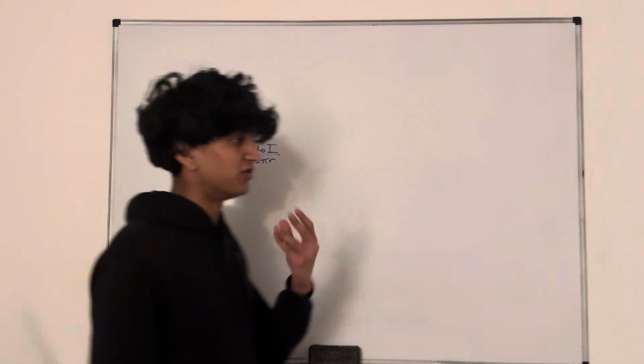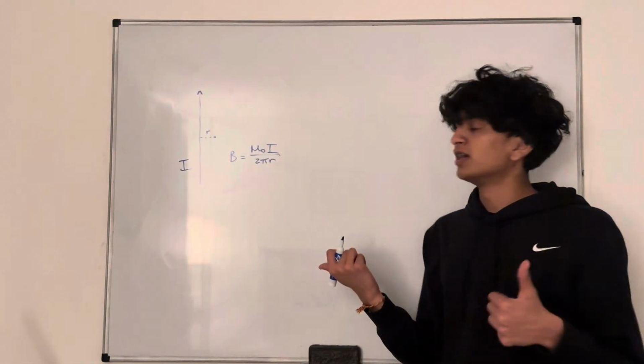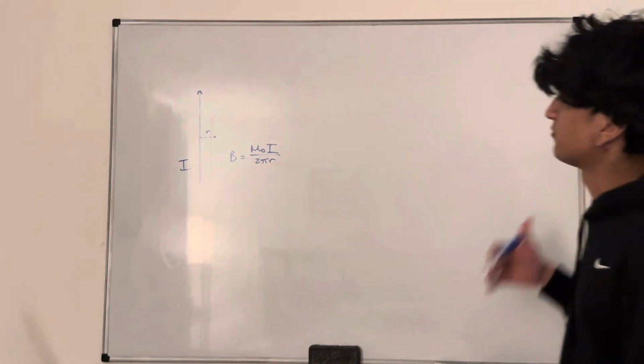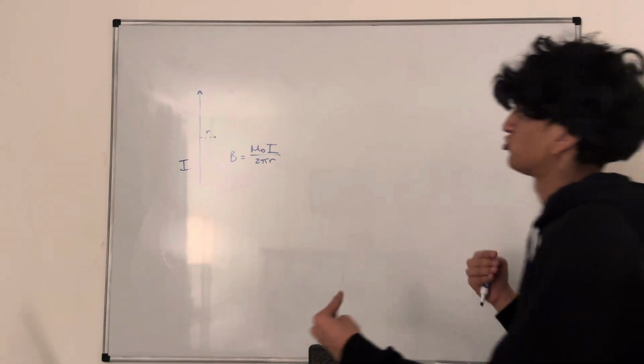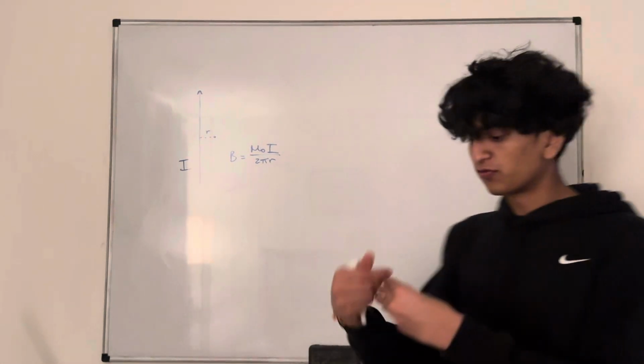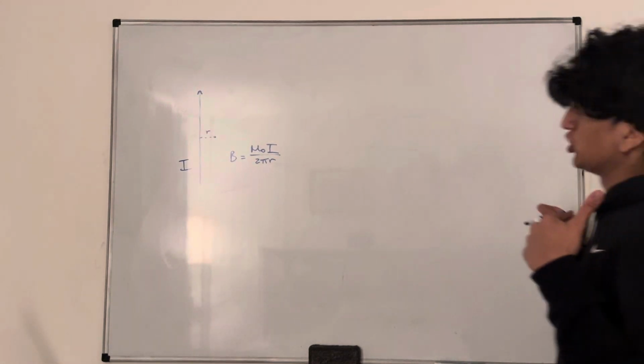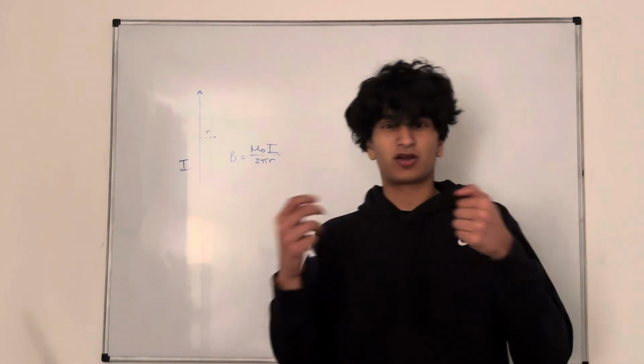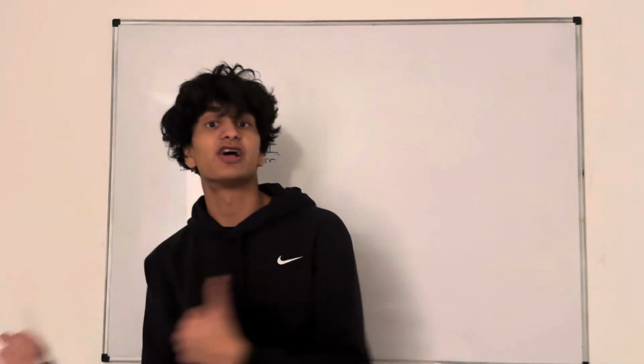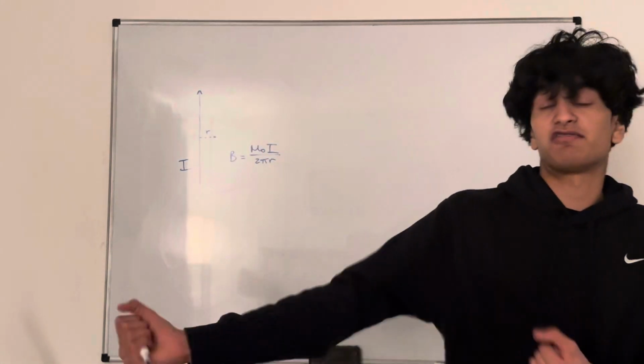And if you're in Physics 2, that equation is just handed to you, right? And intuitively it kind of makes sense. If you have more current, you get a stronger magnetic field. If you're farther away from that wire, it's going to be a weaker magnetic field, just like if you're farther away from a planet, there's less gravitational force.